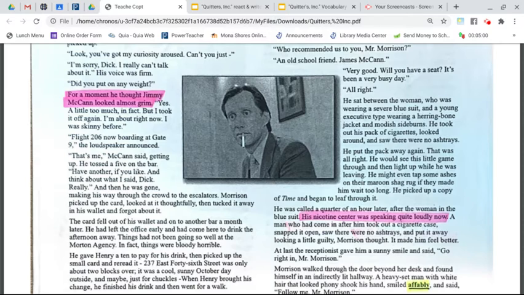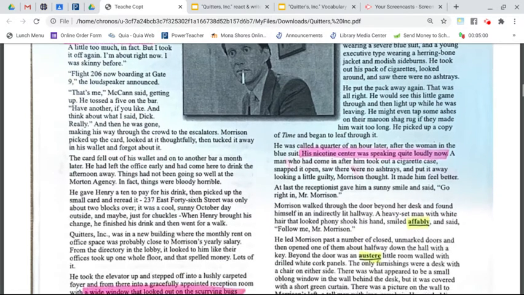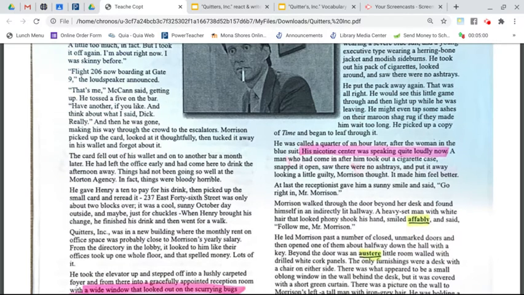He took out his pack of cigarettes, looked around, and there were no ashtrays. He put the pack away again. That was all right. He would see this little game through and then light up when he was leaving. He might even tap some ashes on their maroon shag rug if they made him wait too long. He picked up a copy of Time and began to leaf through it. He was called a quarter of an hour later after the woman in the blue suit. His nicotine center was speaking quite loudly now.